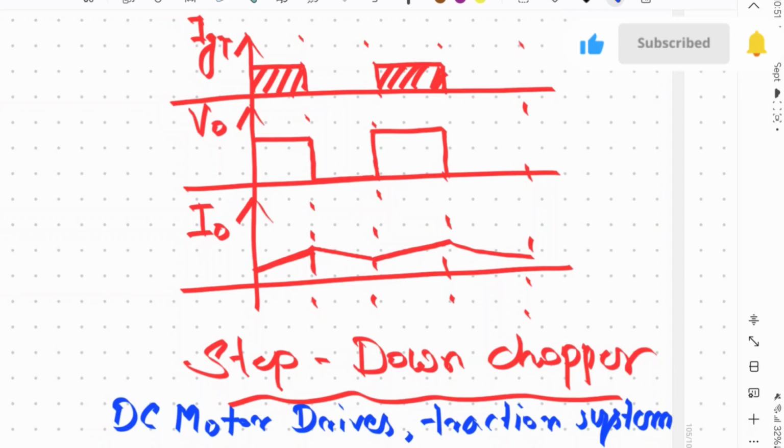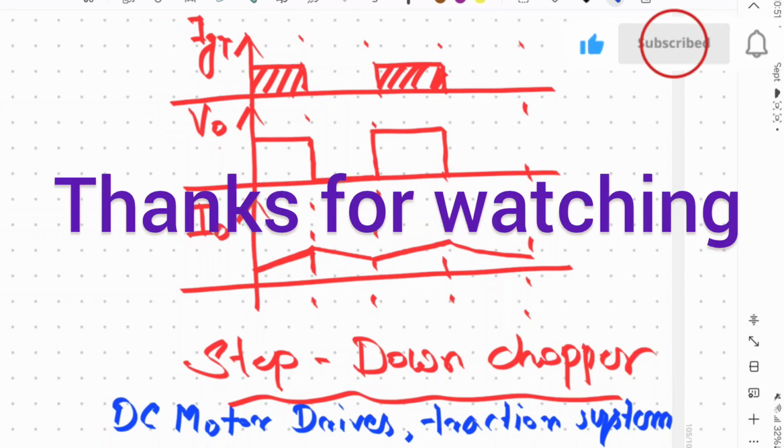In the next lecture, we'll see the detailed operation of the class B chopper.